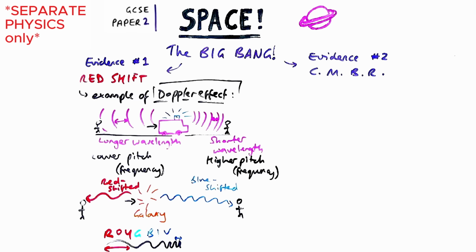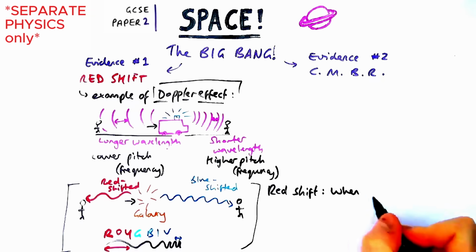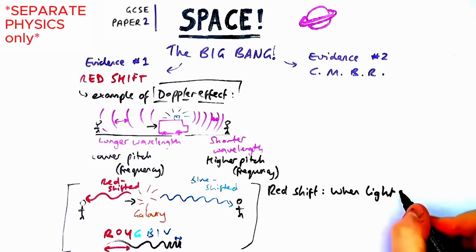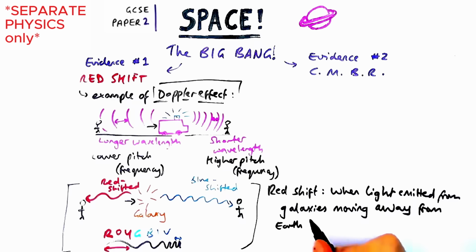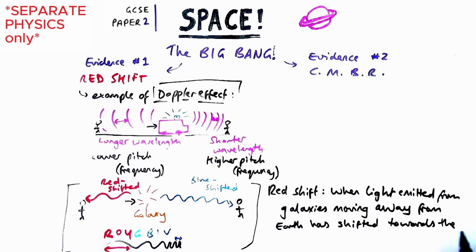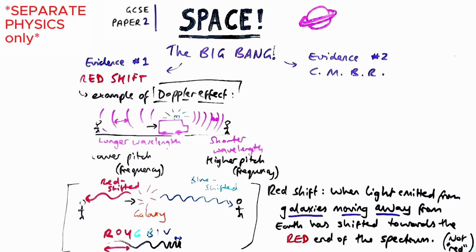And if it's traveling towards you, it's what's called blue shifted, which means the wavelength has been decreased. How you describe it in an exam is: redshift is when light emitted from objects moving away from Earth is shifted towards the red end of the spectrum. You could say it's got a longer wavelength as well, that would be some extra information to put in, but please don't say it's more red. That doesn't get you marks. It's shifted towards the red end of the spectrum.